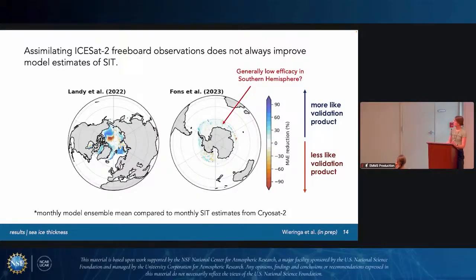And then in the northern hemisphere, we have this fun little dipole hanging out, in which we appear to improve model estimates in one part of the Beaufort Gyre and degrade the model estimates of thickness in another part.